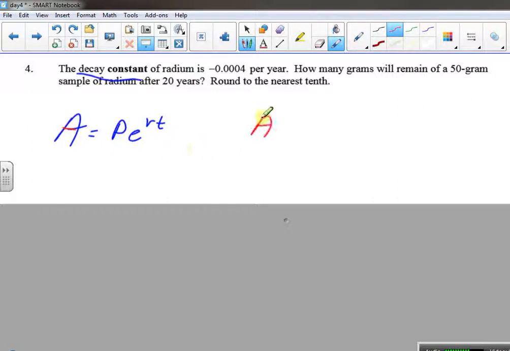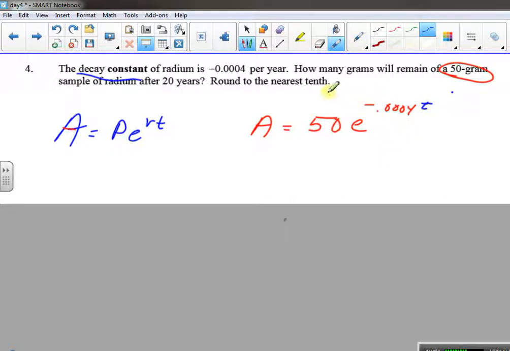We'll leave that as our variable. It says we're beginning with 50 grams. So I'll type that 50 in place of the P. I'm using my E key on my calculator to represent that constant. The rate, it says negative 0.0004. It's already in decimal form for us. It's decay, so that means that it will be a negative rate, 0.0004 per year. So I know that we're talking about years here when I'm talking about my time.